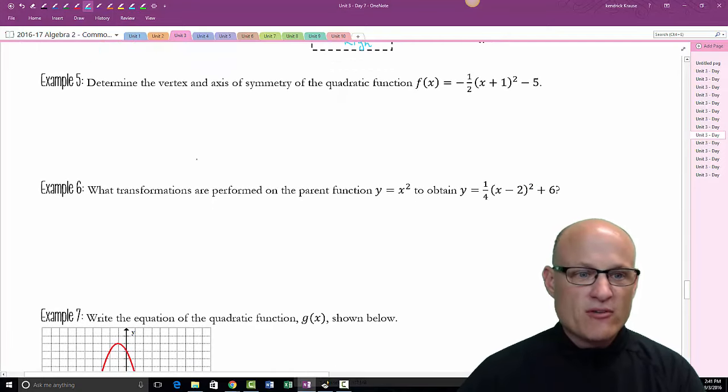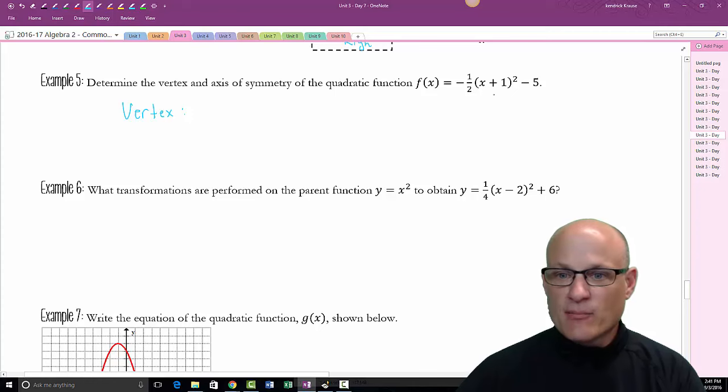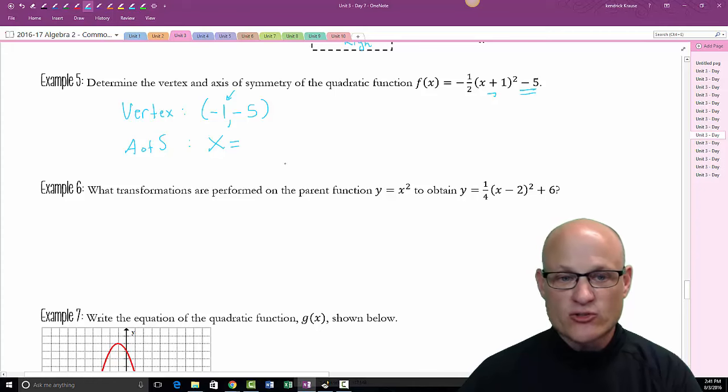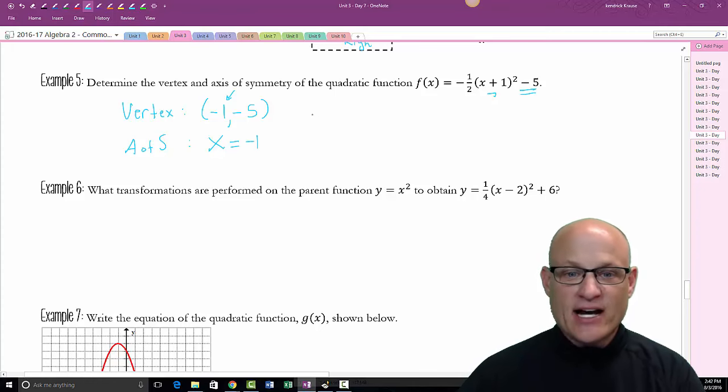Let's talk about what's going on here. The vertex for this is, remember, when they come out, the signs are opposite. So negative 1, comma, and that just stays the same, negative 5. My axis of symmetry is x equals whatever the x value of the vertex is, negative 1. And it's got a reflection in the x-axis, so it's going down, and that's because of that negative. And it's got a dilation of 1/2, which just means it's going to be wider.